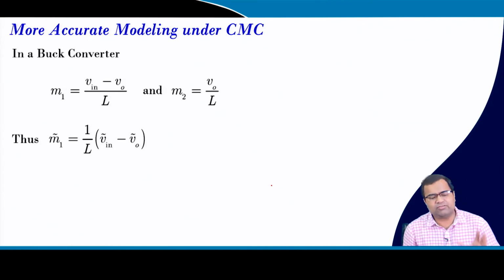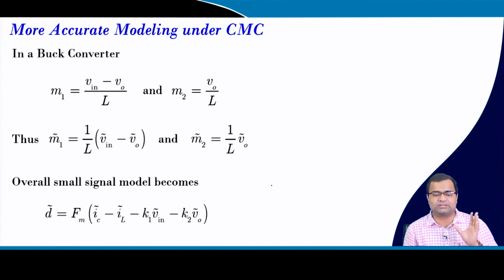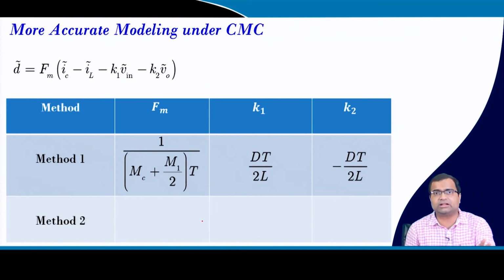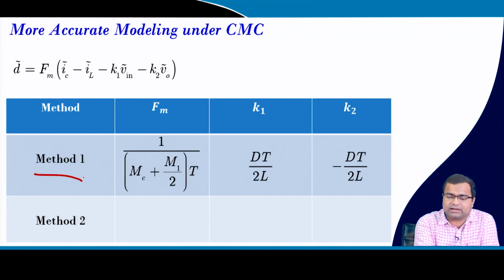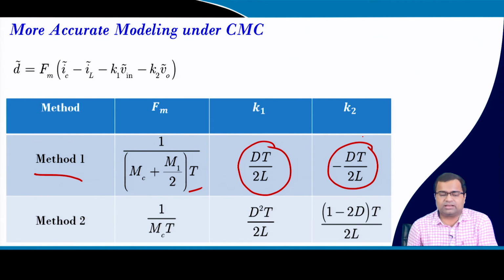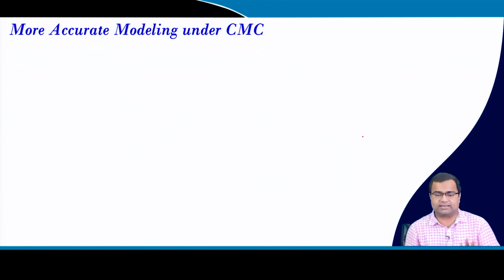So, in a buck converter you can write M1, M2 perturbation. So, that means you can find out the term associated with V in perturb, V0 perturb. Then you can tabulate the modulator gain in method 1, the middle book method is this, then dt by 12, 12 minus dt by 12, then you can write 1 by MC d square t by 12. So, all these things we can write.